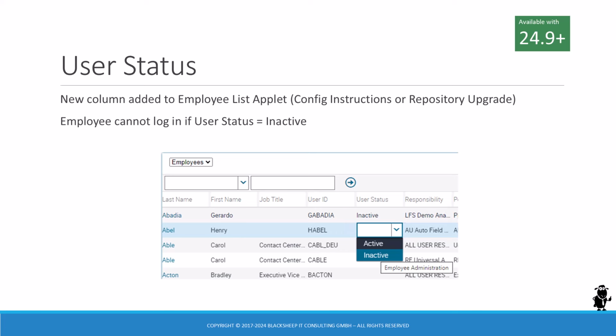Application administrators will welcome the new user status column in the employee list applet, allowing them to quickly deactivate employees by setting the field to inactive. This feature is included in the repository upgrade or can be applied manually following the configuration instructions in the release notes.